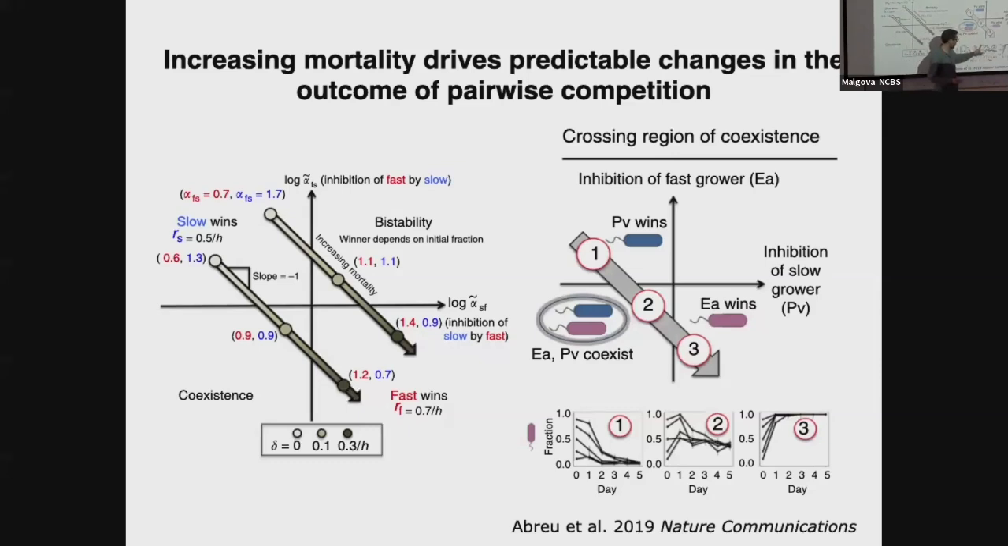So here is the fraction of the two species over time. And here are the experimental results when you keep increasing the death rate up to 0.3 per hour. And then in this case, you will have that the second species wins the competition. So somehow, the Lotka-Volterra model and extensions of the Lotka-Volterra model can capture situations of experimental competition.